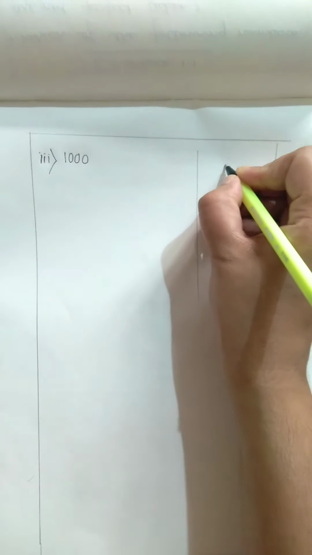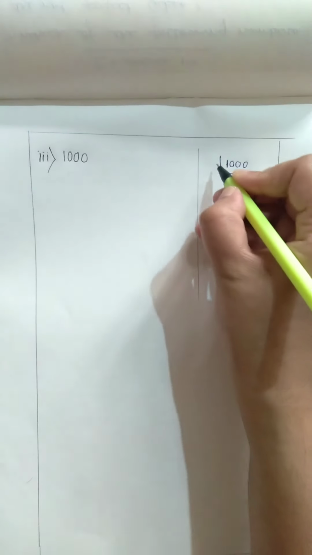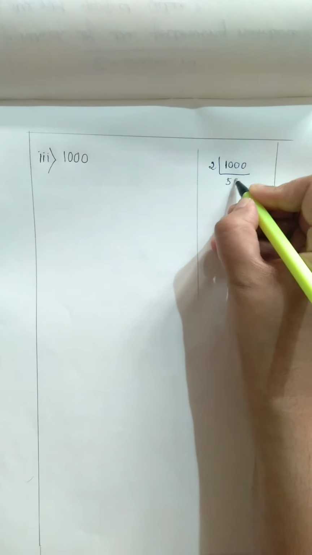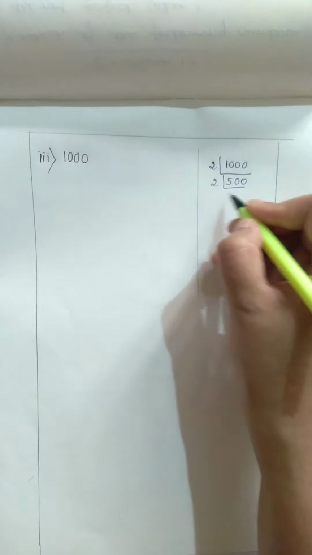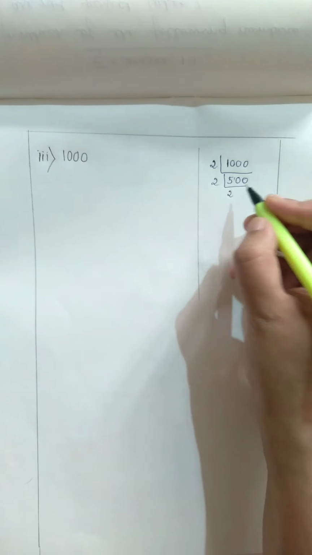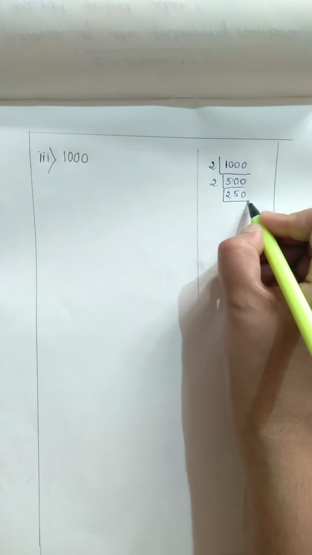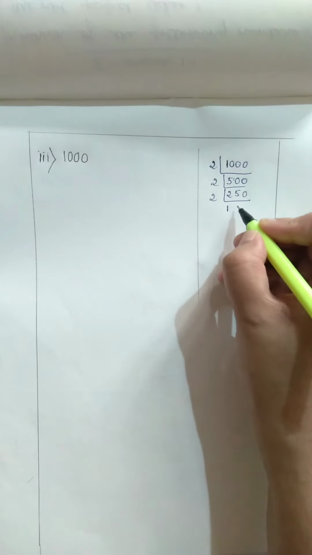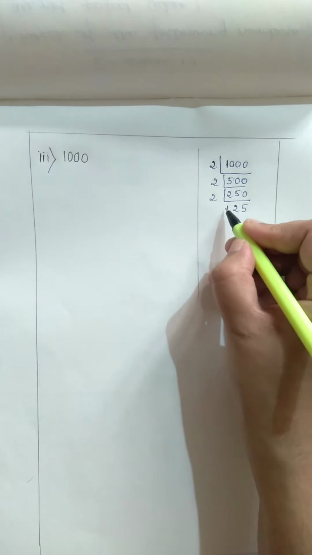So, when we factorize 1000, it goes by 2. 2 5s are 10, the other 2 zeros write as it is. Then try with 2 again. 2 2s are 4, 5 minus 4, 1 is remaining. Therefore, 2 5s are 10, 0, 250. Again it goes by 2. 2 1s are 2, 2 2s are 4, 5 minus 4, 1 is remaining. So, 2 5s are 10, 125.